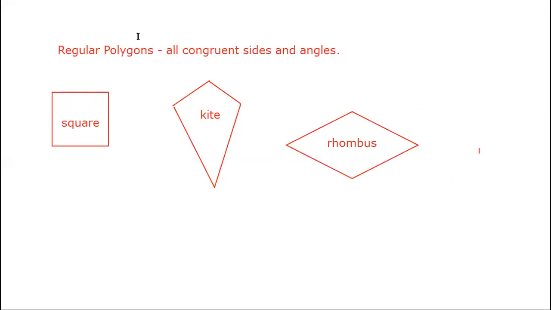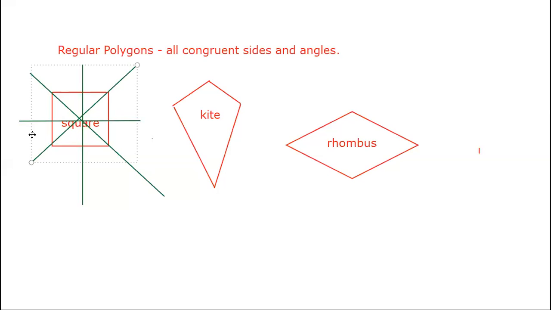For your square, you could fold it diagonally here, you could fold it right down the middle there. You could also fold it on the middle here. And you could fold it diagonally here. So a square has four lines of symmetry. It might be good to get a piece of paper and cut yourself out a square and do this folding as a hands-on just so you can visually see it.